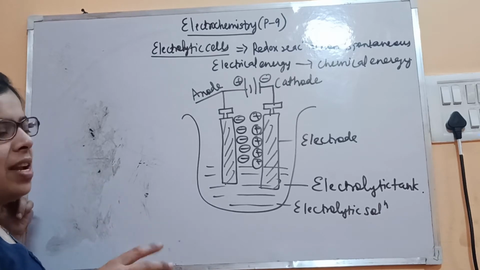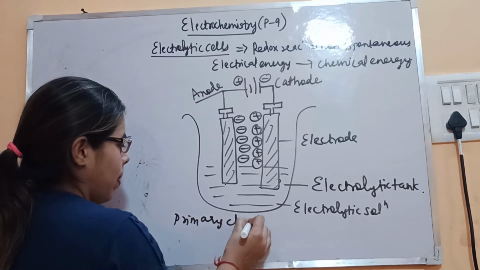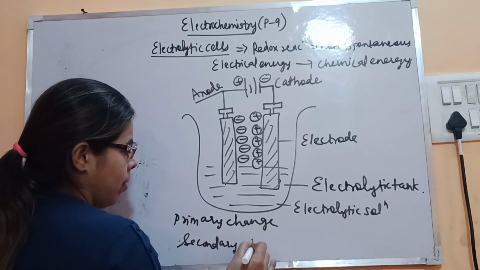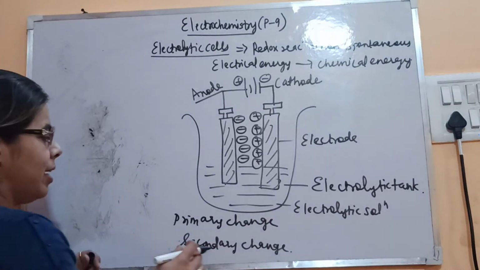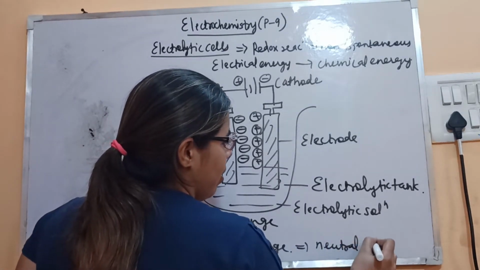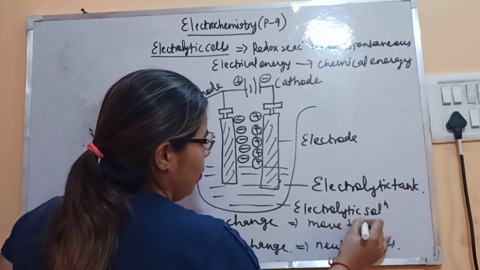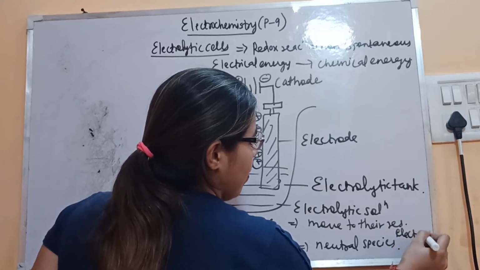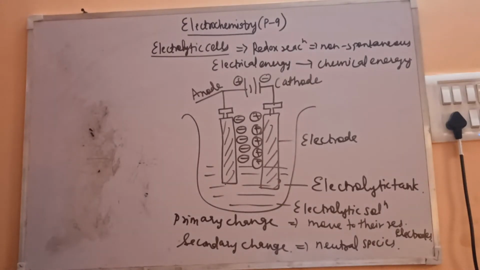So two types of changes are there. One is primary change and the second is secondary change. In primary change, they do not discharge their electrons. In the secondary change, they discharge their electrons and become neutral species. So this is about the electrolysis process.